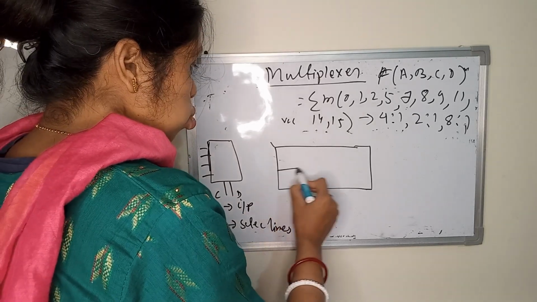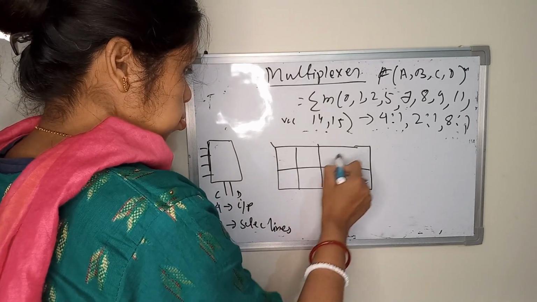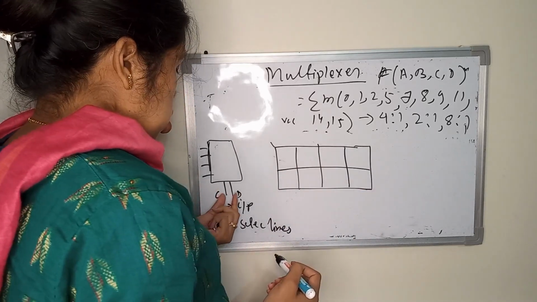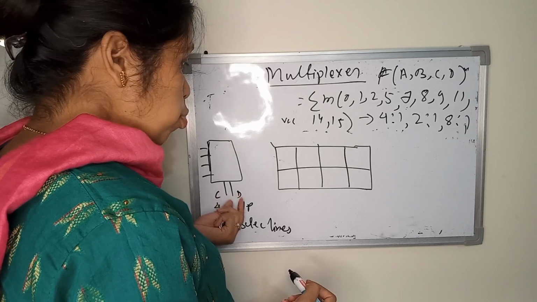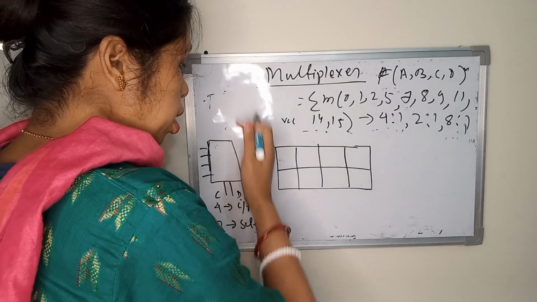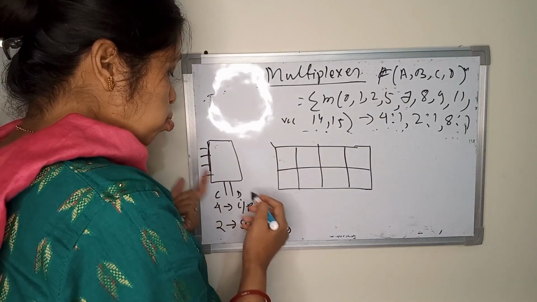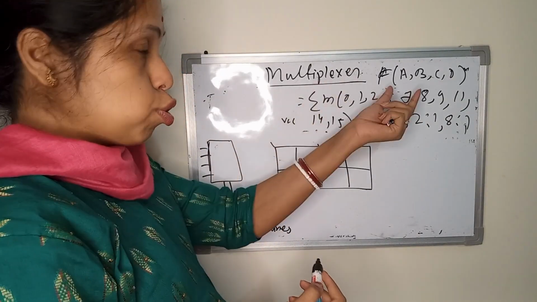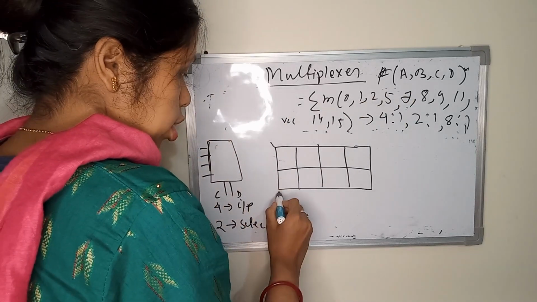So I am considering C, D as the select lines. Select lines I will put horizontally. Apart from C, D, the AB terms are the inputs, and AB I will put vertically.